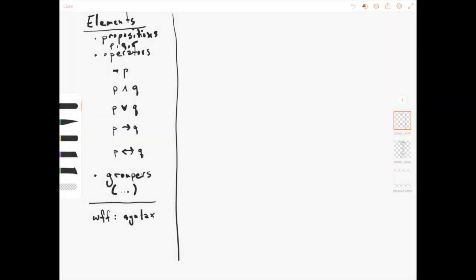Now that we have laid out the elements of propositional calculus, that is, propositions, operators, groupers, and this overall idea of the proper use of these symbols so that we construct well-formed formulas. Now that we have our elements laid out, we can look more closely at the five operators as functions and see how these operators behave.